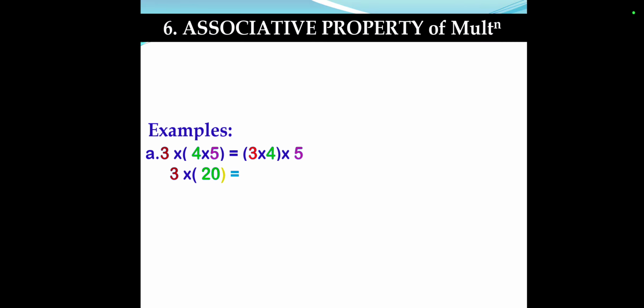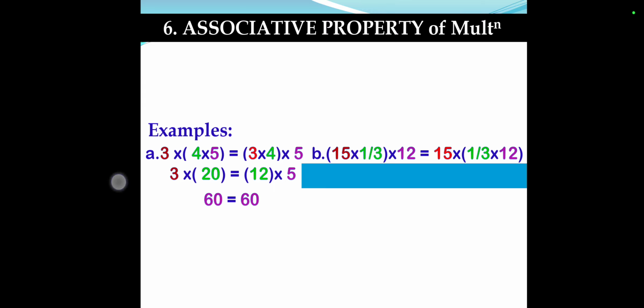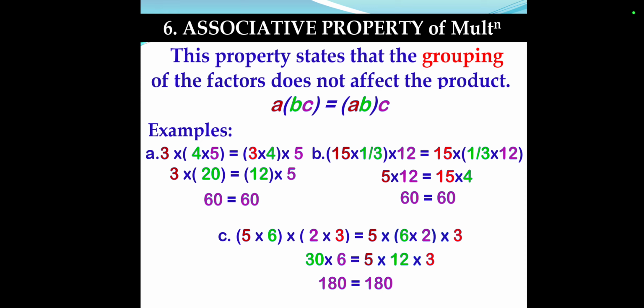Associative property of multiplication, the same thing. It's associative, we are dealing with parentheses. And still the same. It's just that we are dealing with factors because we are talking about multiplication.